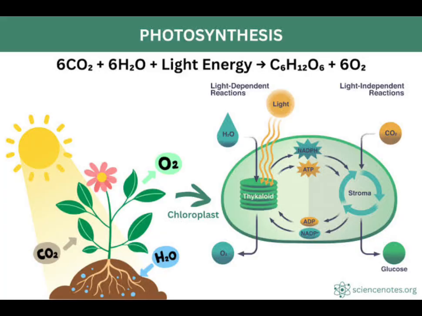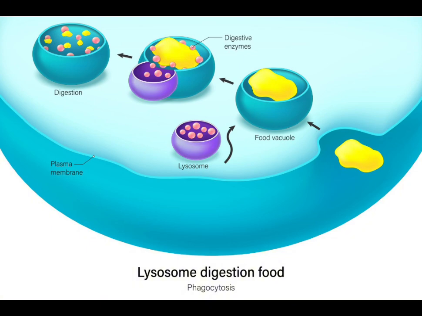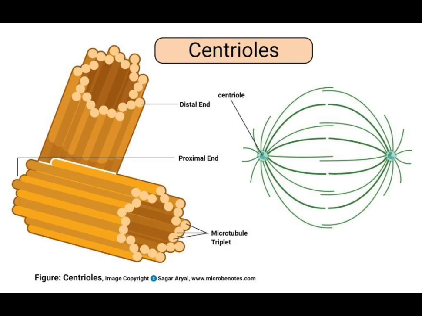Animal cells contain specialized organelles called lysosomes. Lysosomes are small sacs filled with digestive enzymes. They break down waste materials, worn-out organelles, and harmful microorganisms that enter the cell. Because of this function, lysosomes are often called the cell's recycling centers.